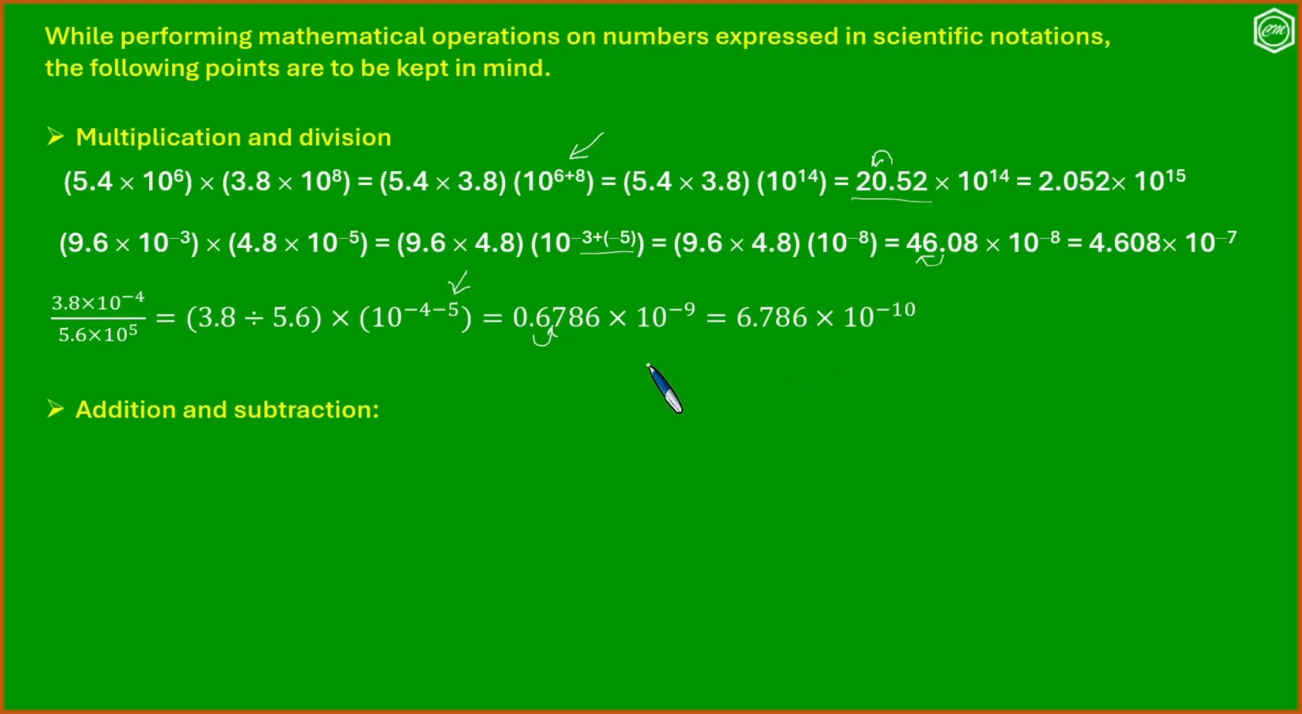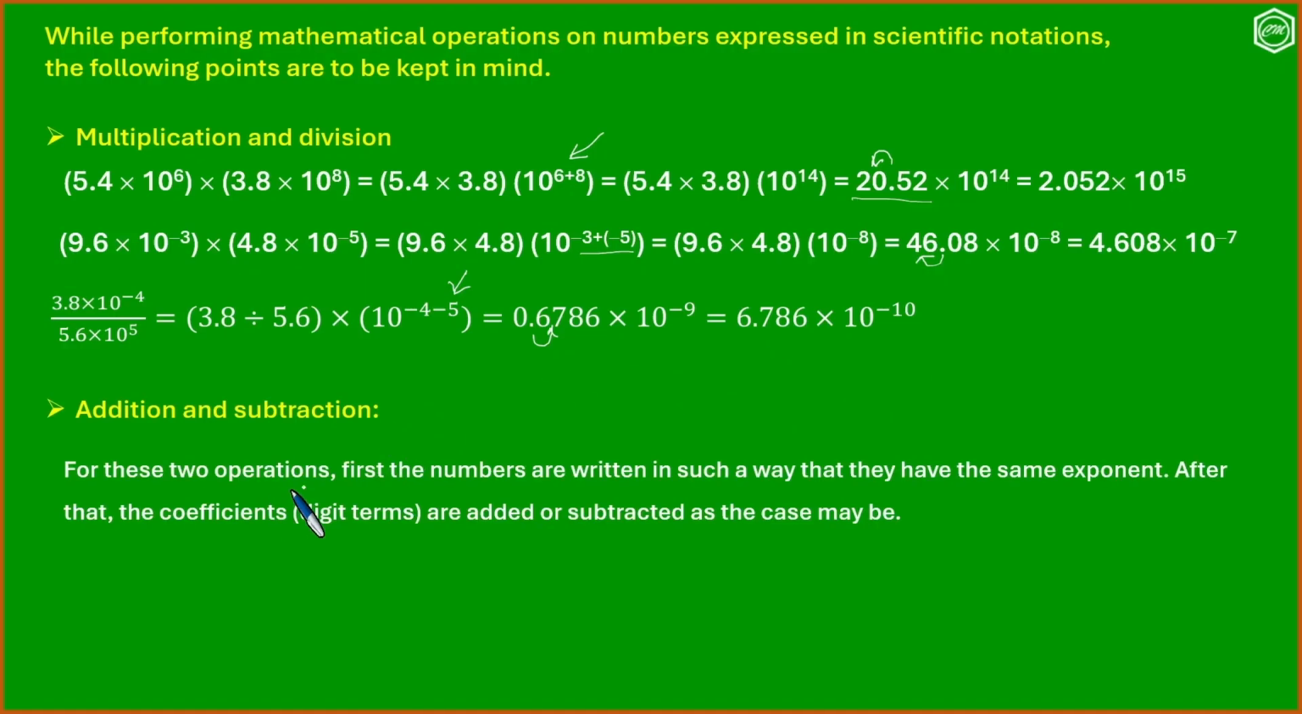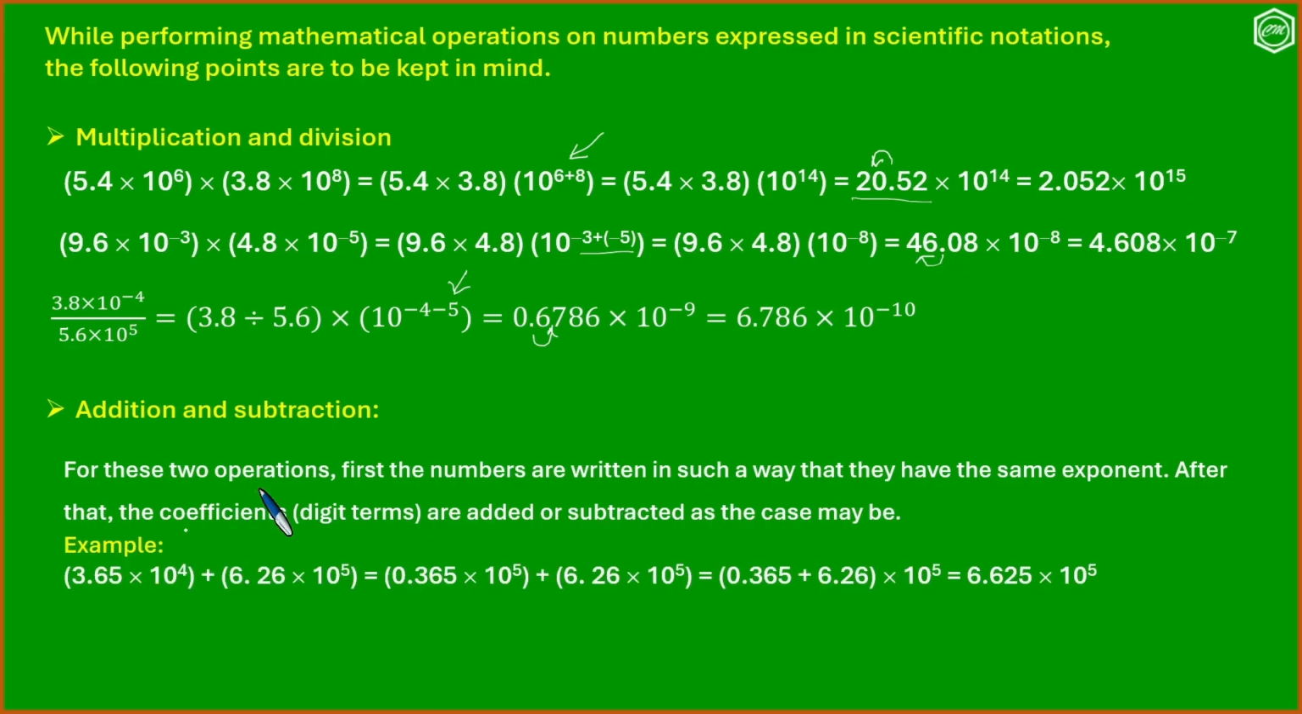Now consider addition and subtraction. For these two operations, first the numbers are written in such a way that they have the same exponent. After that, the coefficients, that is the digit terms, are added or subtracted as the case may be. Example, here we have 3.65 into 10 raised to 4 plus 6.26 into 10 raised to 5. So the exponents are different, 4 and 5. Either we can make it 4 or we can make this 5.